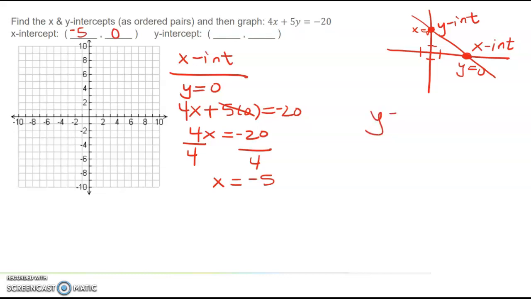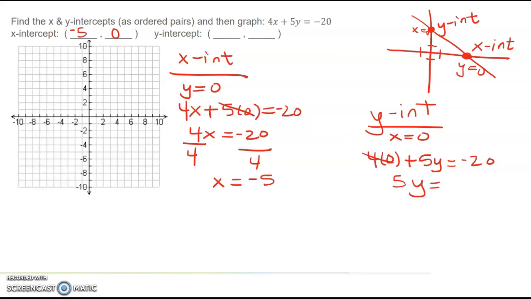Okay, we'll do the same thing for the y-intercept, except this time x will equal 0. So we use the same equation. 4, now put 0 in for x, plus 5y equals -20. The zeros cancel. We get 5y equals -20.